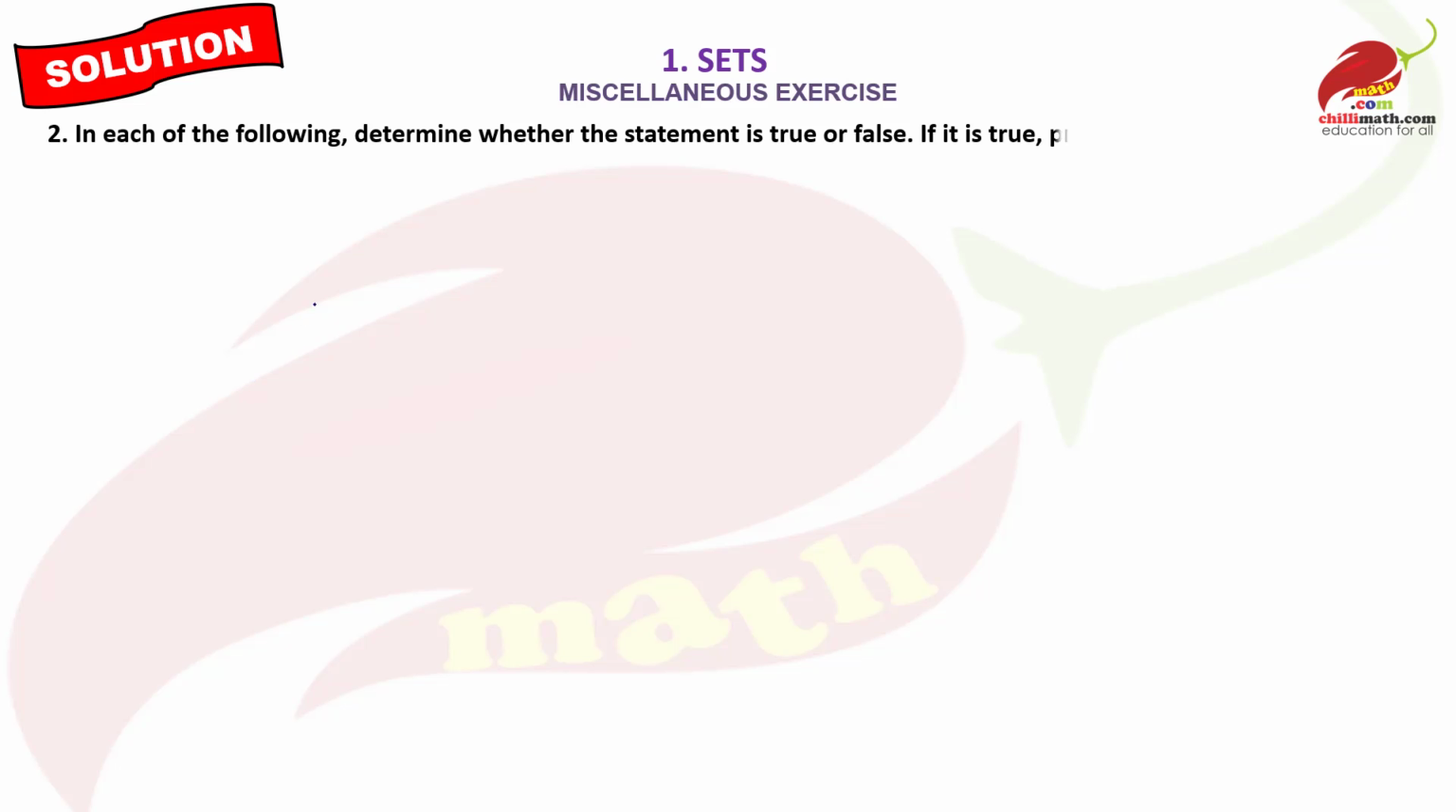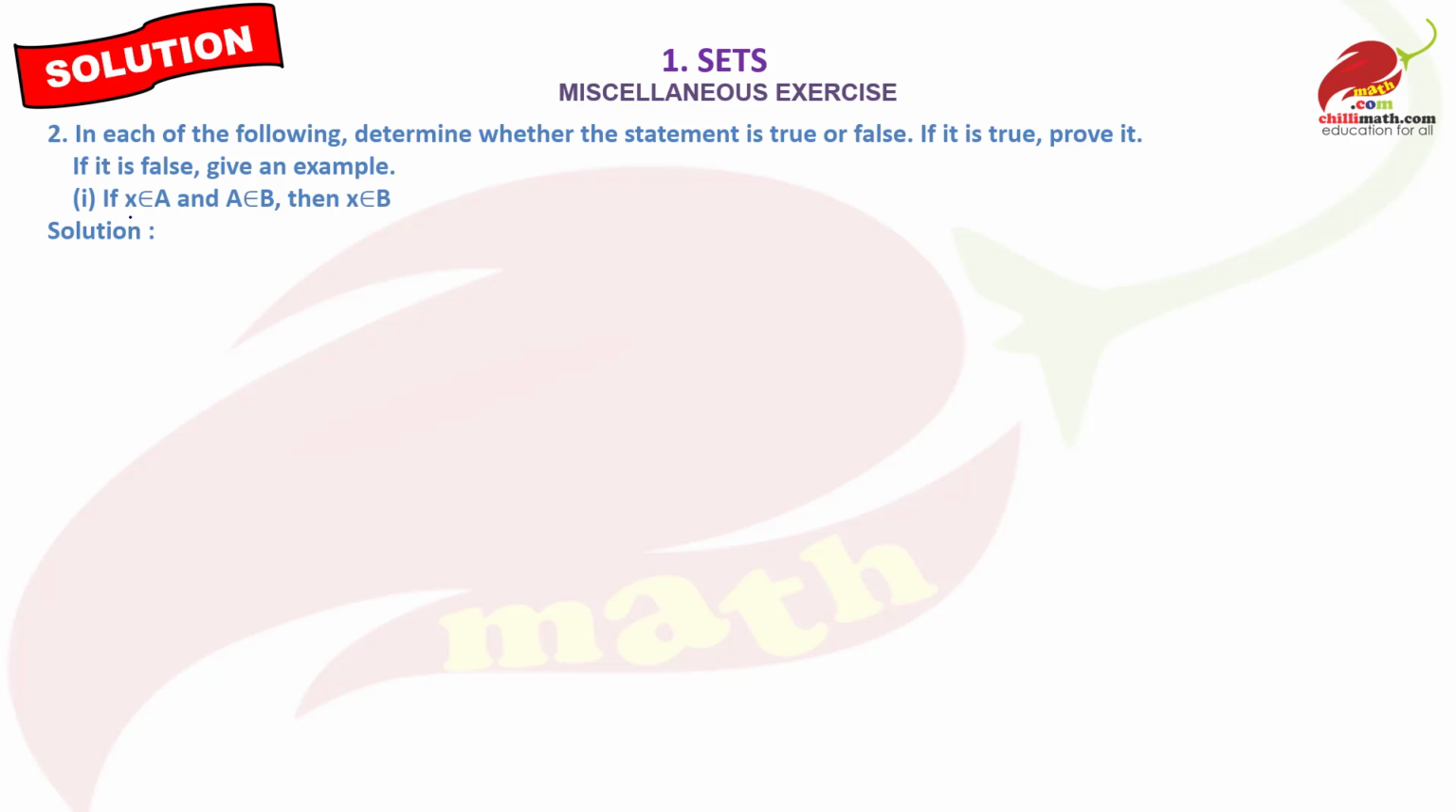Second is, in each of the following determine whether the statement is true or false. If it is true, prove it. But if it is false, give an example. In first part, if x belongs to A and A belongs to B, then x belongs to B. So we have to tell whether it's true or false.